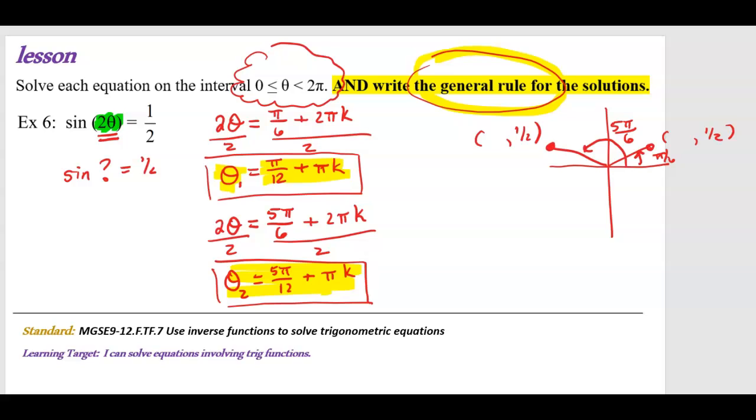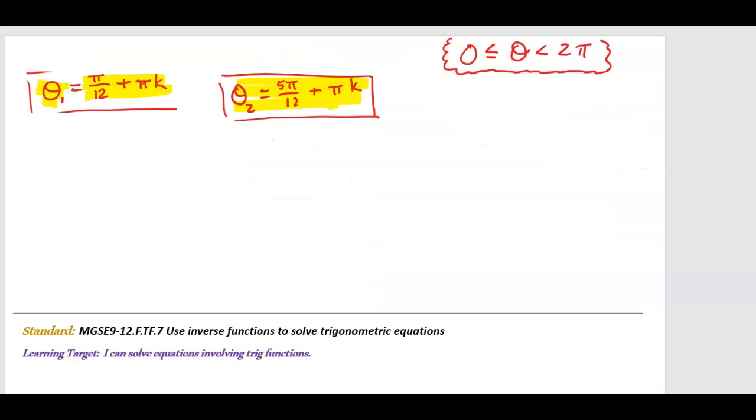Now you're going to actually plug in numbers for k. We haven't done this yet. We have had no need to. So now I'm going to take each one of these rules, and I need theta to live between 0 and 2 pi. So let's see what happens. So first I'm going to see what happens when k is 0. So I have pi over 12 plus 0 times pi, which is 0. So one of my solutions is pi over 12, and of course pi over 12 is between 0 and 2 pi. So that's one of my solutions.